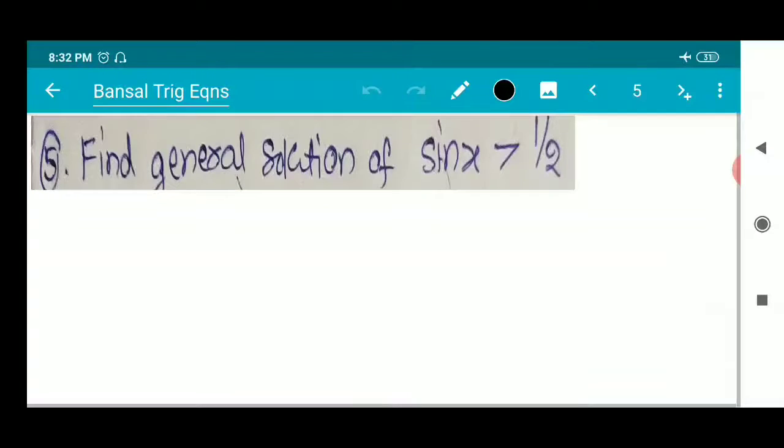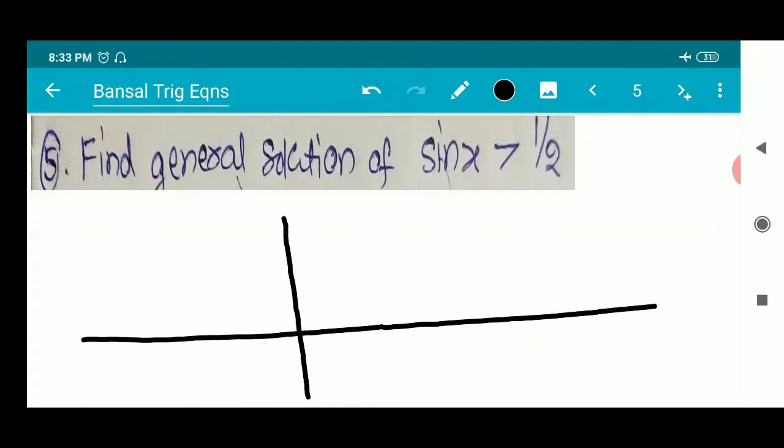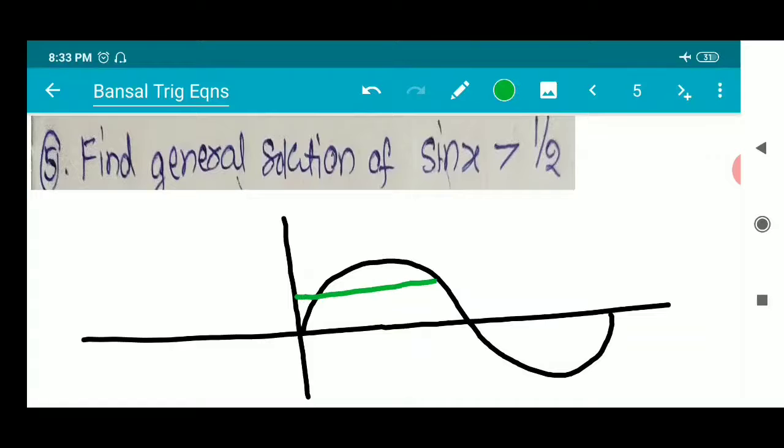Next one, last problem. This is another model, an inequality: sin x greater than 1 by 2. First of all you have to draw the graph of sin x. I am drawing that. Just consider this part, 0 to 2 pi. Now the graph of y equals sin x I draw. Now I am taking the line y equals 1 by 2, which will be like this, parallel to the x axis.